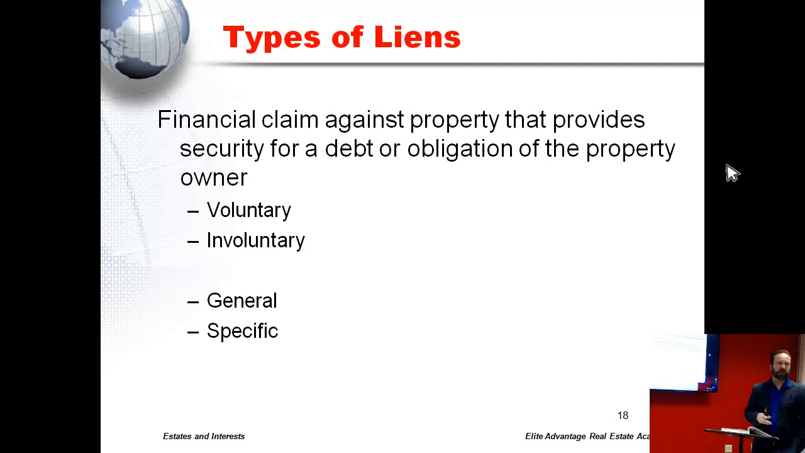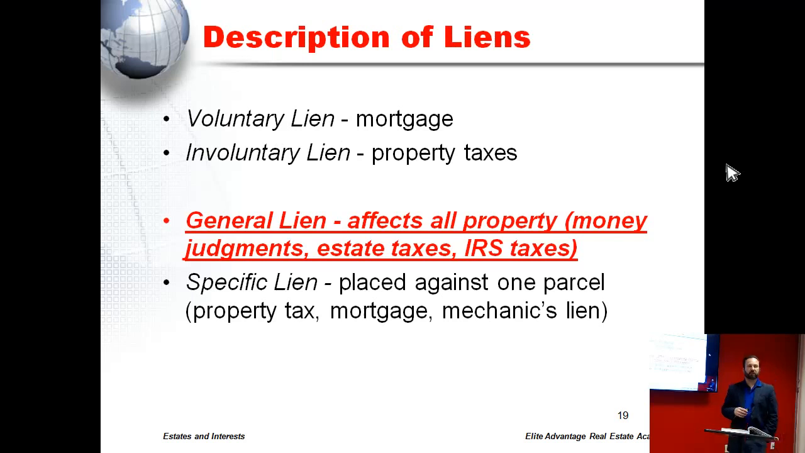Okay, types of liens. A lien is a financial claim against the property that provides security for the debt or obligation of the property. It could be either a voluntary lien or an involuntary lien. It could be either general or specific. So what is a voluntary lien? A mortgage, right? Because you said, yes, I would like to have you put a lien against me or against the property. An involuntary lien is property taxes.